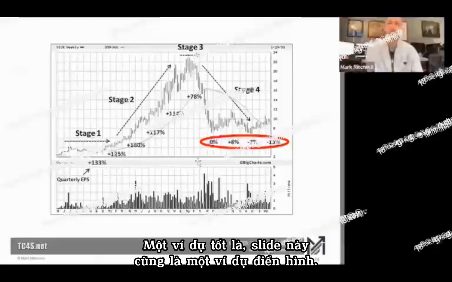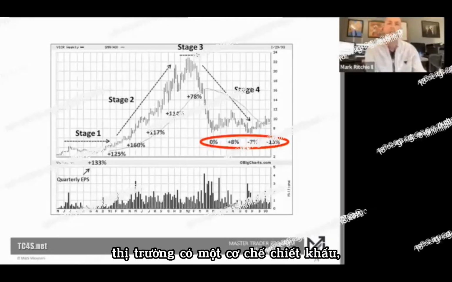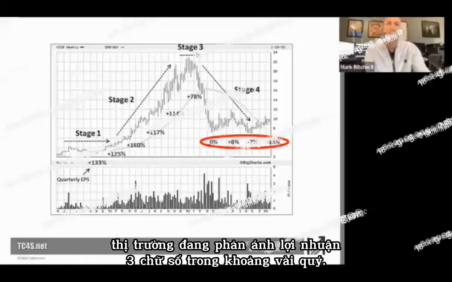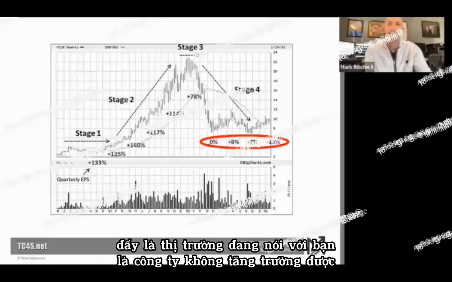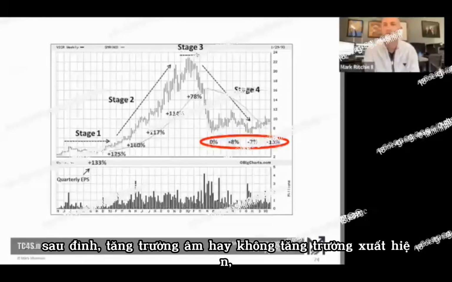This is a good example, Mark. I mean, this last slide's a textbook one too. One thing you're always telling folks is that, look, the market is a discounting mechanism, meaning it's looking 3 to 6 months out. So when you see this rally start, the market is discounting triple digit earnings for a few quarters. And once it tops, the price is telling you that there's no more growth anymore. Crocs was a perfect example. And sure enough, two quarters later, the negative to slow to no growth shows up.